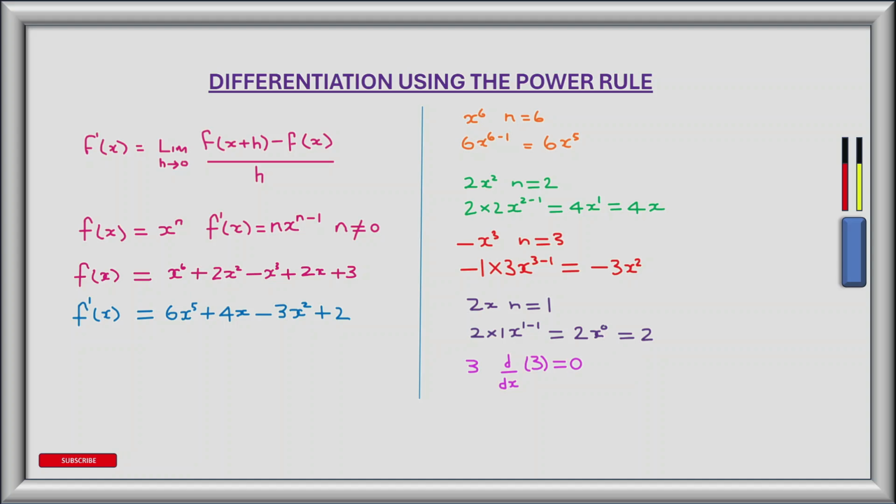Now 3 is a constant, so it's not multiplied by x. So when we apply the power rule to a constant, the derivative is always 0. So the derivative of 3, the constant with respect to x, is 0. As we have no further terms to add, that completes the derivative of our function f of x. So the complete derivative of f of x, or f prime, is equal to 6 times x to the power of 5 plus 4 times x minus 3x squared plus 2.